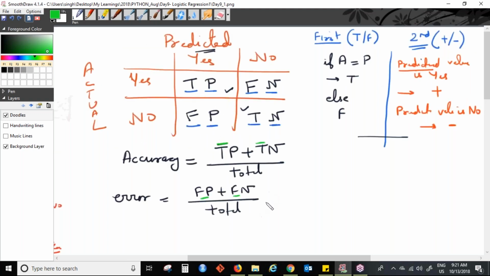You can write this as 1 minus accuracy, or you can just write accuracy plus error is equal to 100%, which obviously should be. Using this also you can calculate one of them if you know one. If you know accuracy, you can calculate the error, or if you know the error, you can calculate the accuracy by using 1 minus the error. Okay, so this is the confusion matrix.